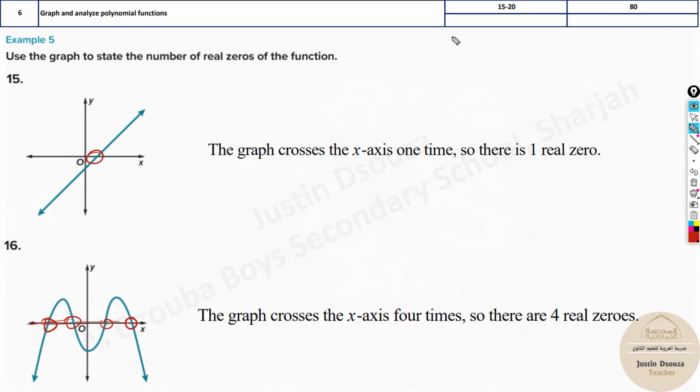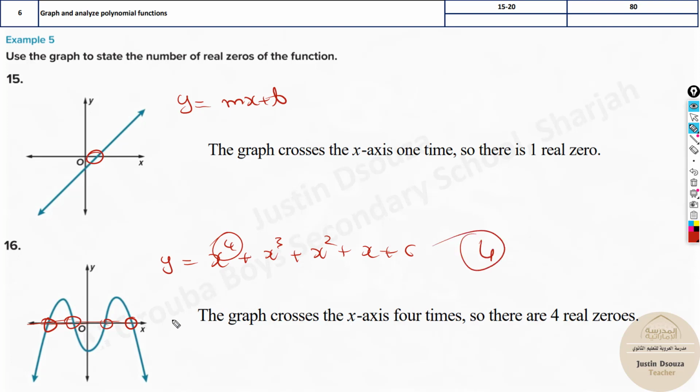Now, just for your extra knowledge, this is a linear graph. It is like y is equal to mx plus b. This is the form. Here, it is a polynomial of power 4, a quartic graph: x to the power 4 plus x to the power 3 plus x to the power 2 plus x plus some constant. The highest power is 4, so a maximum of 4 roots may be possible. It might be other than 4, it might be 6 as well, it's possible.